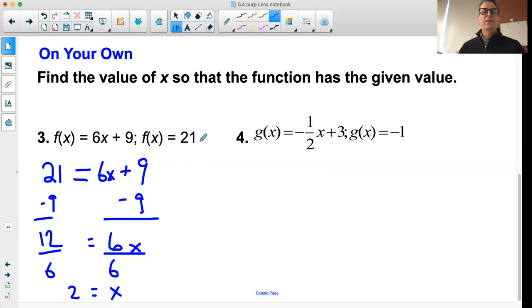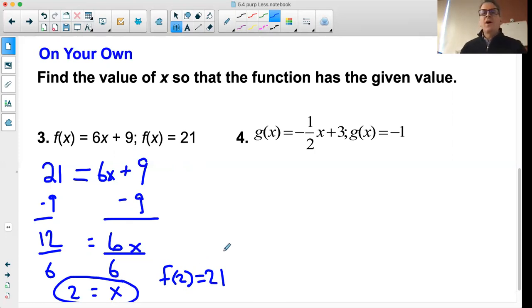So where f of x equals 21, your answer then would be, so f at 2 would equal 21 for number 3. You could have either as an answer. The book has just x equals 2.